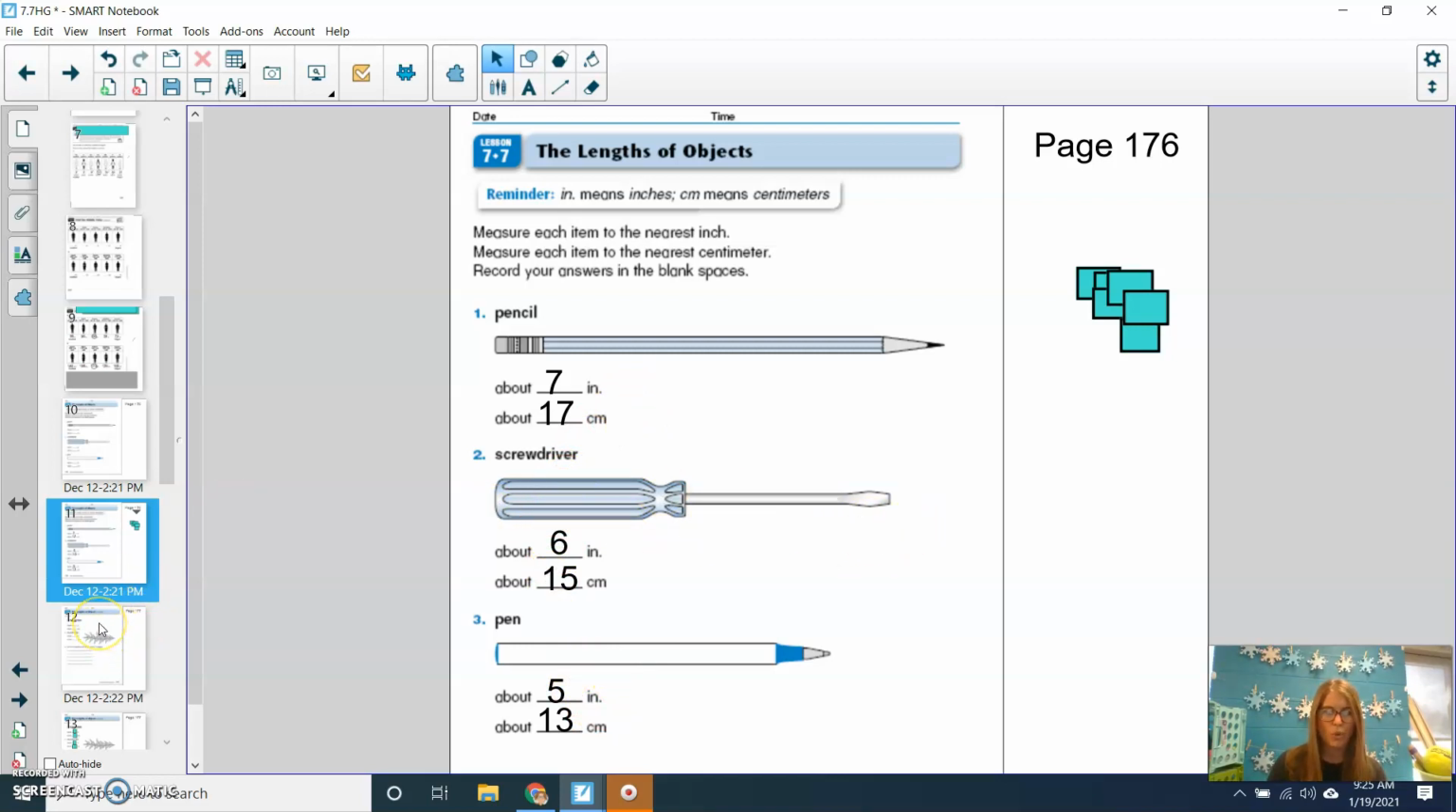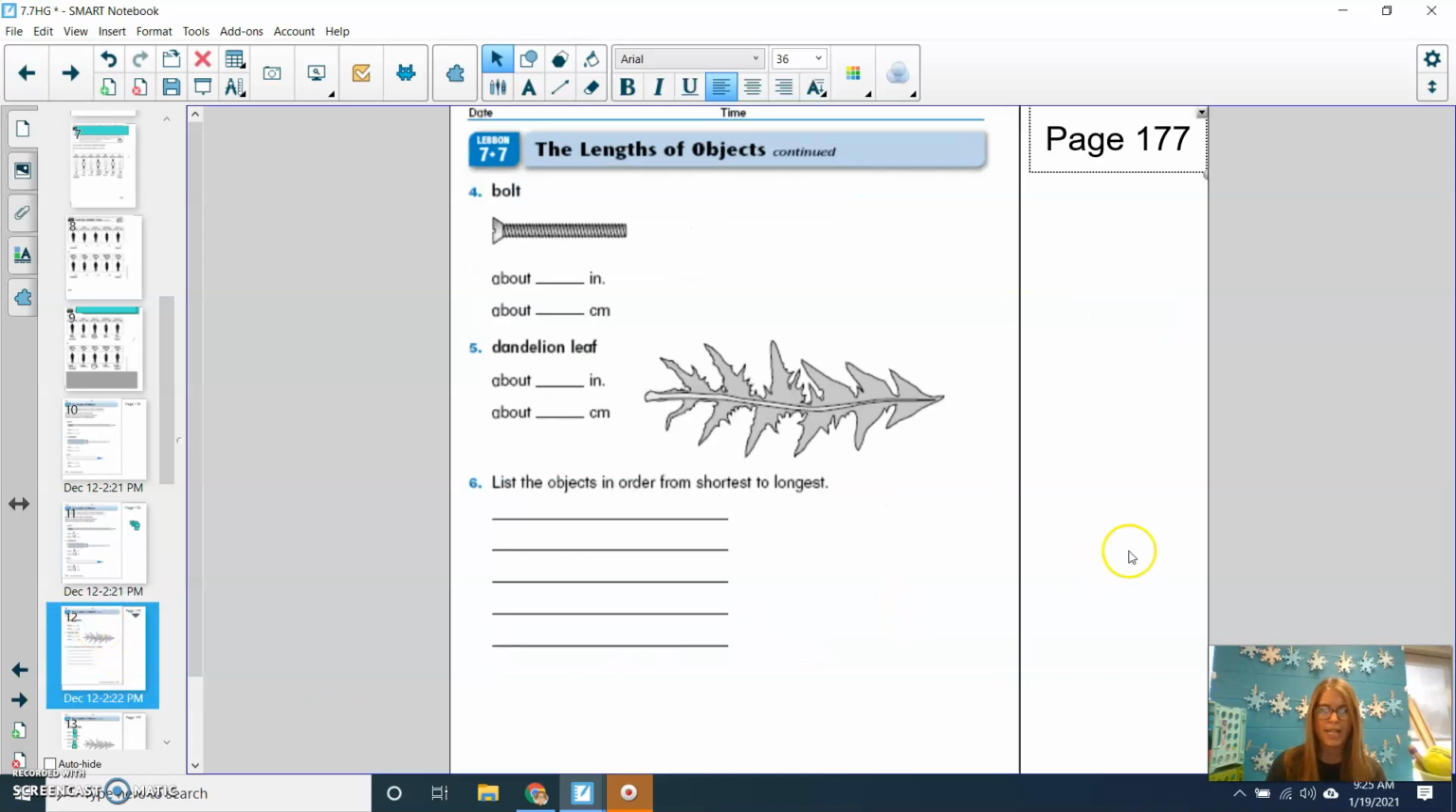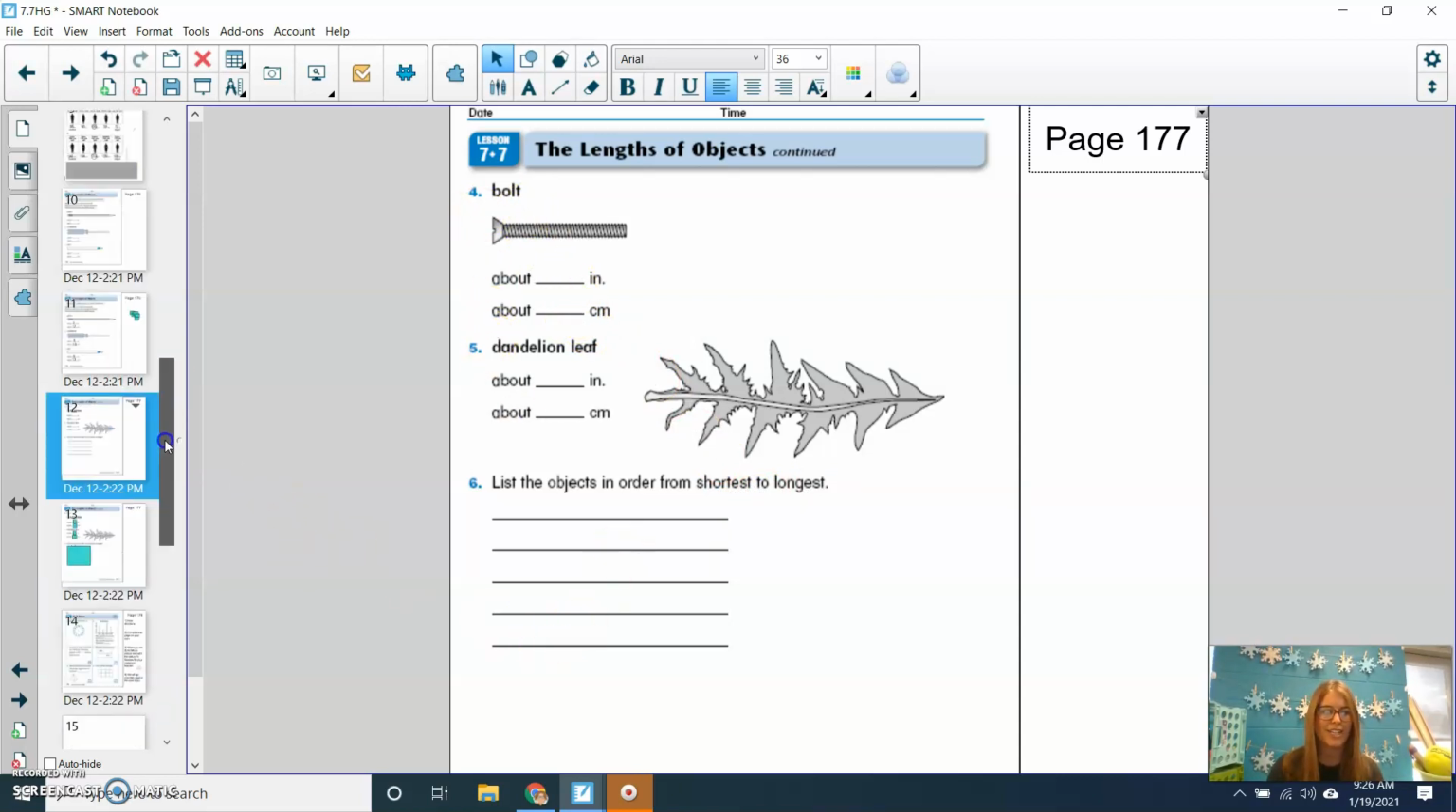Now there are a few more problems. So now I'm going to take a look at 177, and I'm going to do the same thing with problems 4 and 5, measuring in both inches and centimeters. Then for problem number 6, I need to list the objects in order from shortest to longest. Could you press pause and solve problems 4, 5, and 6, and then press play when you're ready to check?